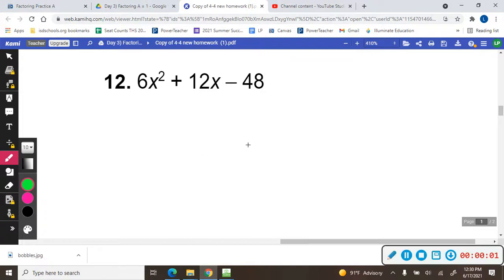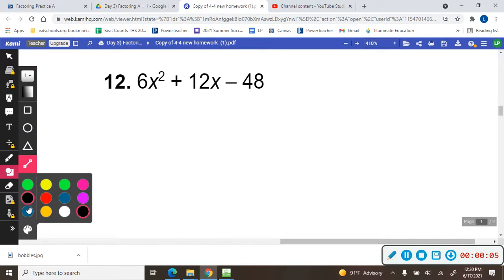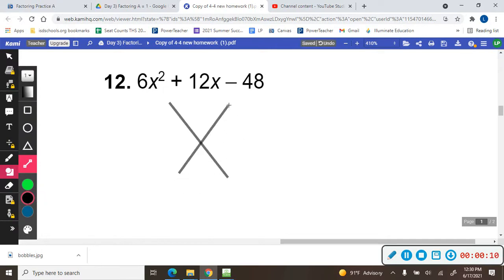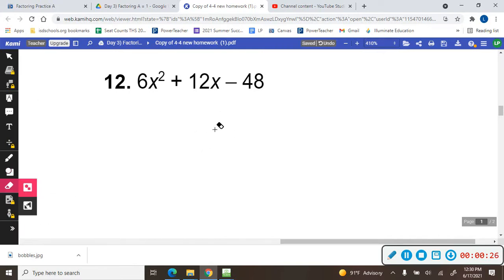So number 12, we're supposed to factor, and it's very tempting to just jump out and start with the x. The problem is you can't do the x when this has a number in front of it. So this one's different because it has a 6. You cannot use the x. Well, there is a way, but I'll show you that next week. But always you should be looking for a GCF.